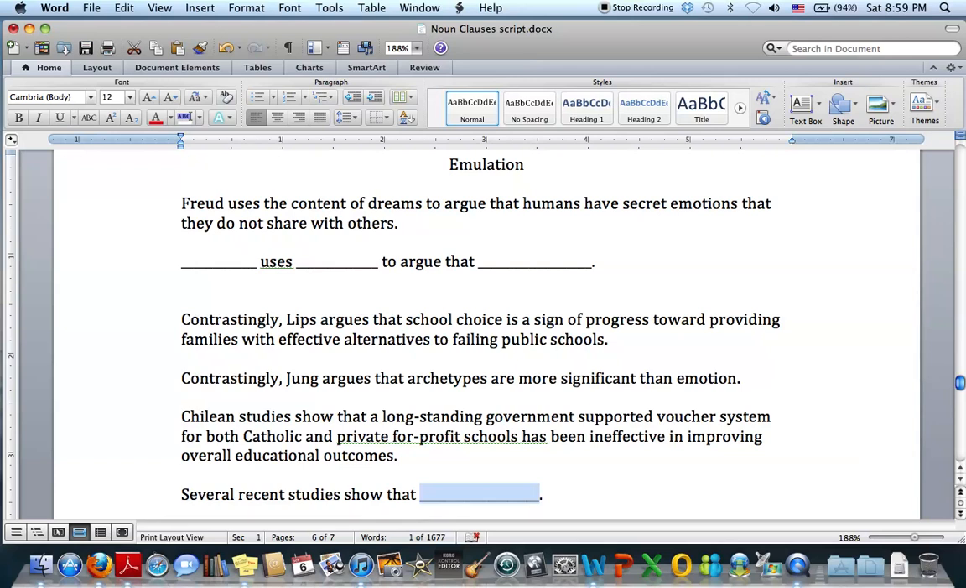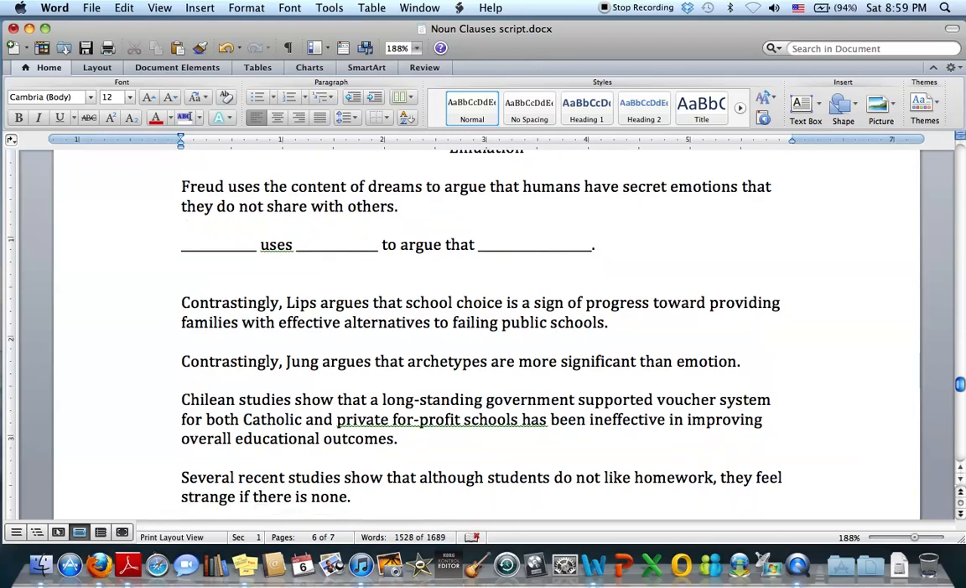Okay, well, I'm going to toss something else in here. Several recent studies show that although students do not like homework, they feel strange if there is none. Great. I've just replaced the content completely with my own thought, and it still works. And here's the sentence. I have this subordinate clause, right? Although students do not like homework. And then I have an independent clause after it. They feel strange if there is none. Great. Now we're down to the last one.